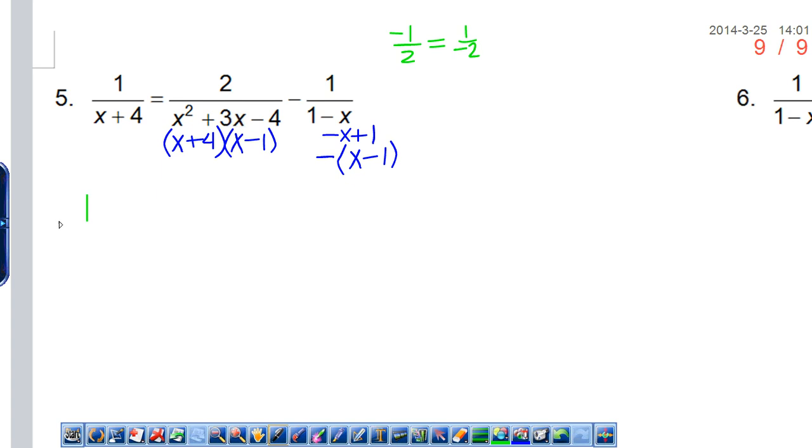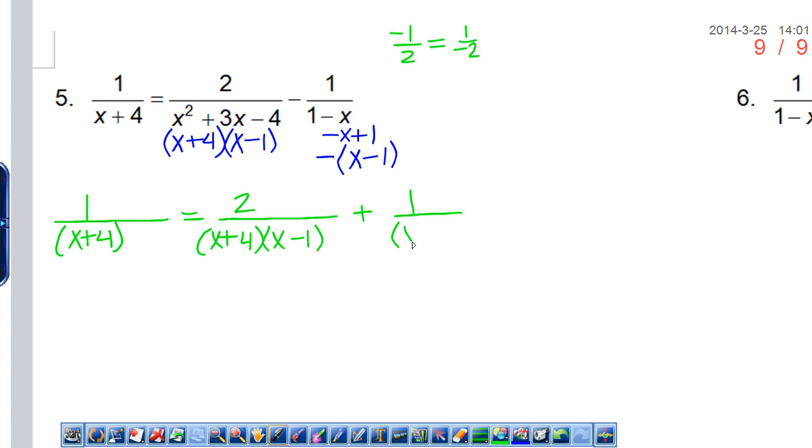Adding. So what you want to think of this as is 1 over x plus 4 is equal to 2 over x plus 4 times x minus 1 plus 1 over x minus 1, because we're subtracting a negative. Okay? So let's think about what's missing in the first fraction. Oh, sorry, what's my LCD? Good, x plus 4 times x minus 1.